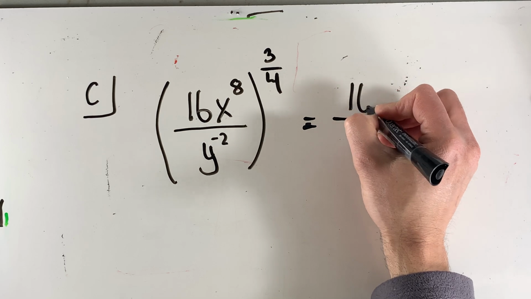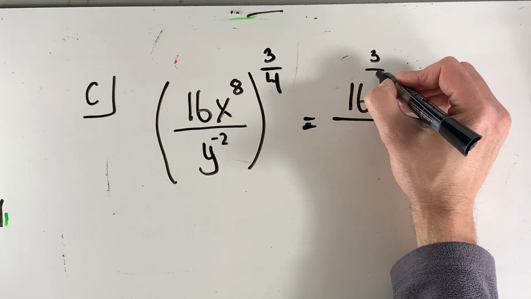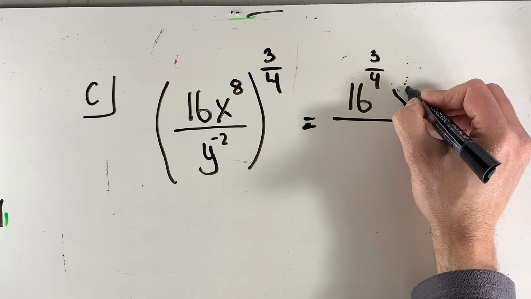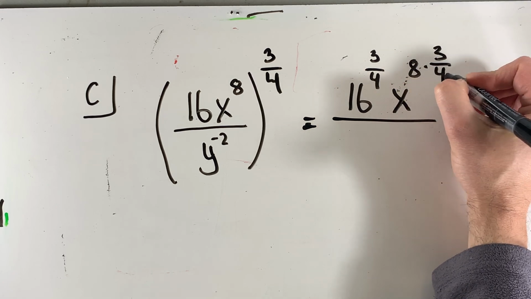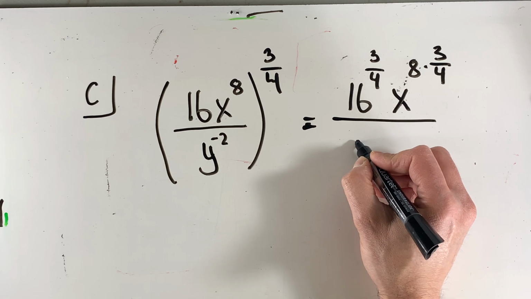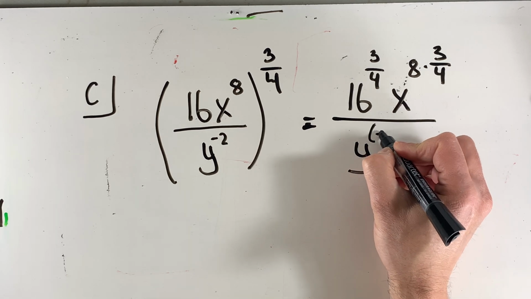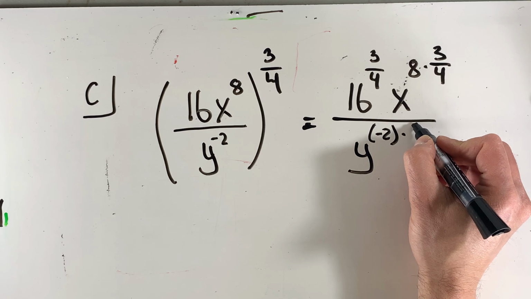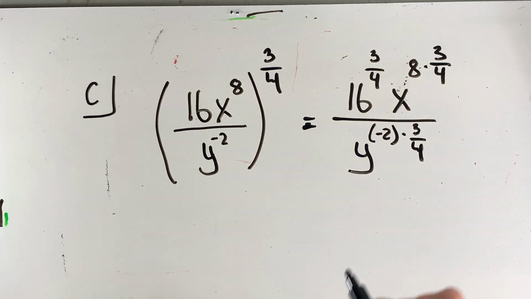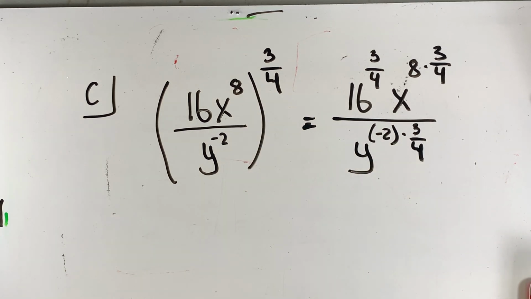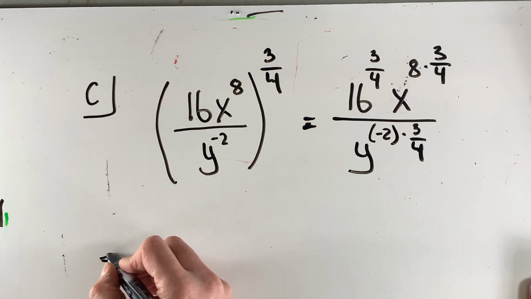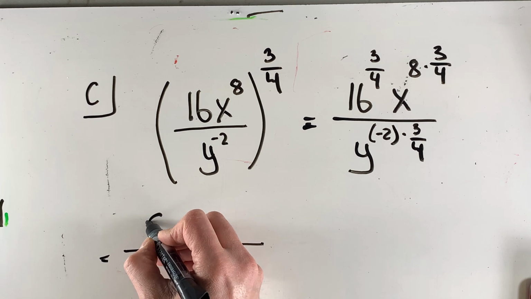So we're going to get 16 to the power of 3/4, x to the power of 8 times 3/4, and in the denominator it's going to be y to the power of -2 times 3/4. 16 to the power of 3/4 can be evaluated on the calculator. That's 8. So we have 8 left.